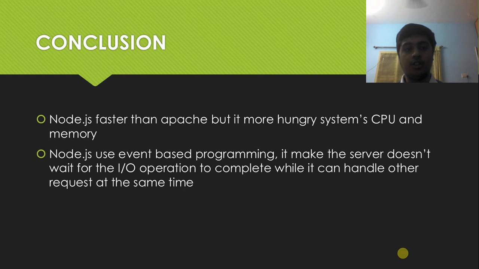So, hence the conclusion. Node.js is faster than Apache, but it is hungrier for system CPU and memory. Node.js uses event-based programming, and hence the server doesn't wait for the input-output operation to complete, while it can handle other requests at the same time.